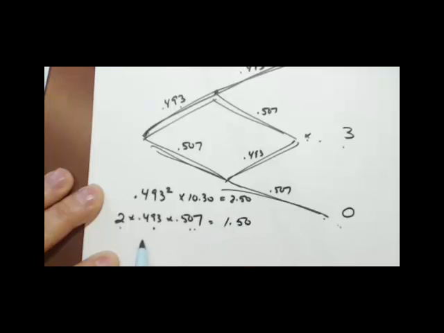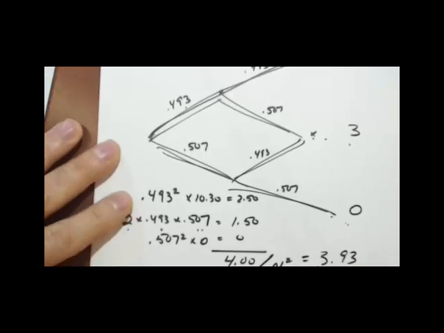And then it's 0.507 squared to get to 0. That equals 0. Add that up, that's $4. Discount it back at 1.01 squared, so discount it back once at 1%, again at 1%, and we get $3.93.